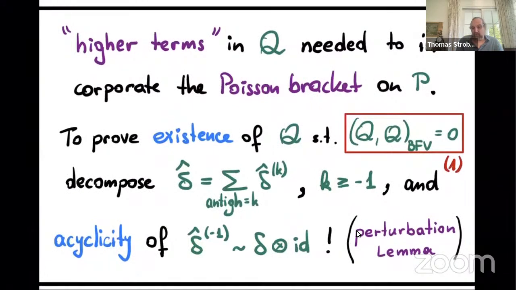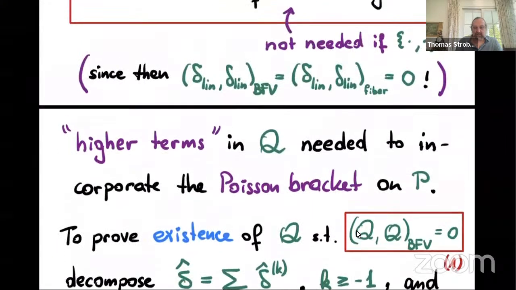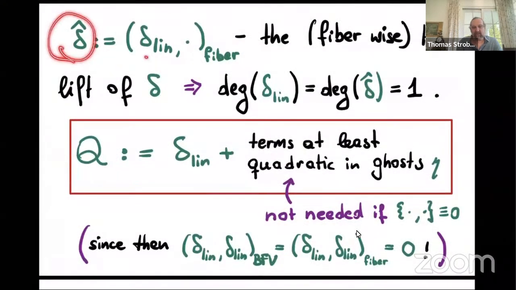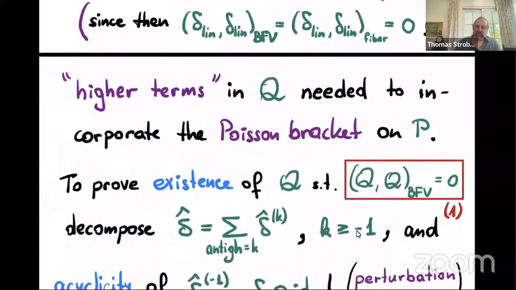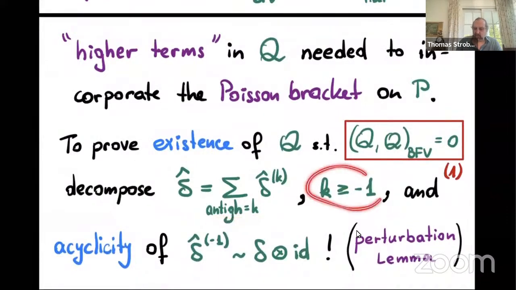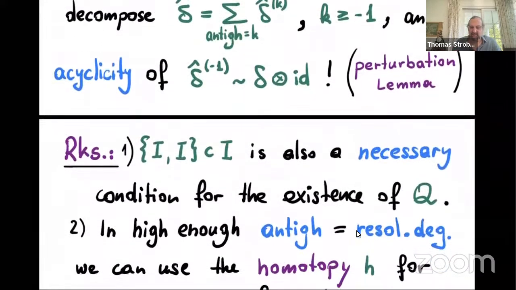And so to prove the existence of this Q, one step is to go back to this delta hat, which is the Hamiltonian vector field of these linear functions with respect only to this fiber-wise symplectic structure. You can decompose it with respect to the anti-ghost number, take its lowest part, and that turns out to be more or less this resolution delta we had before, and it's acyclic. And then in these higher terms, you make a decomposition with respect to this anti-ghost number, and by the perturbation lemma, you prove existence.